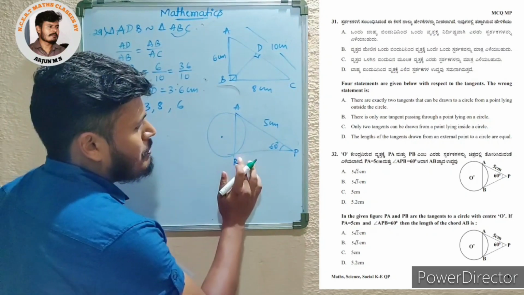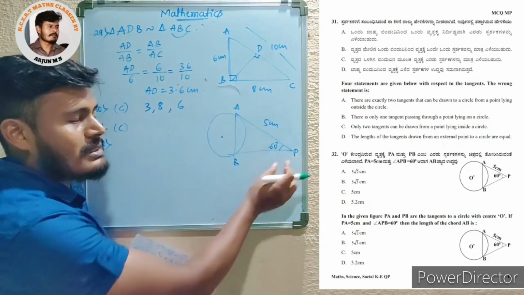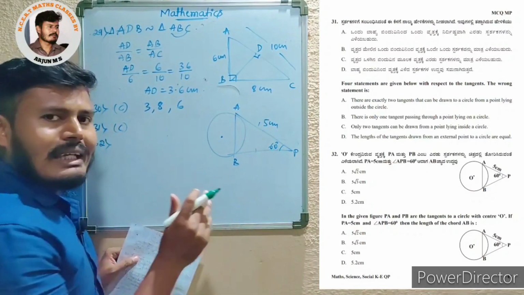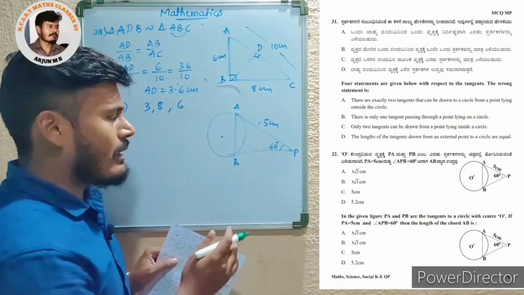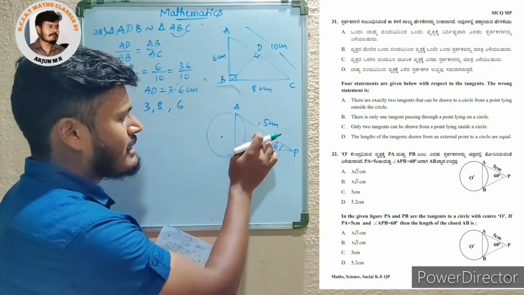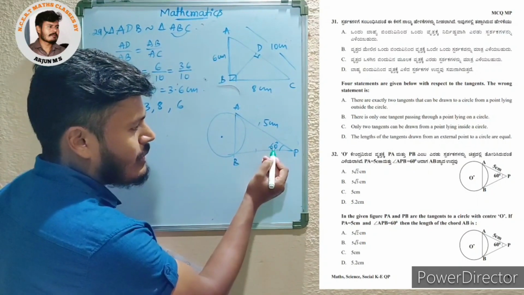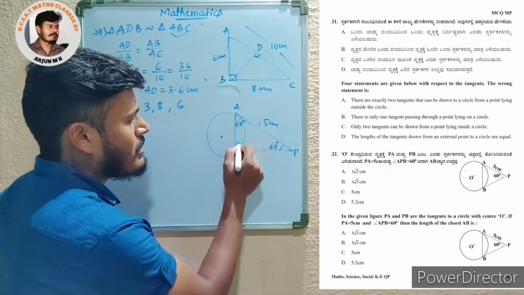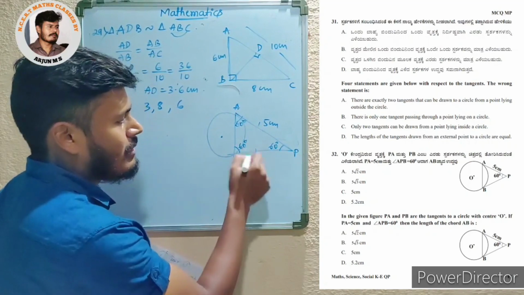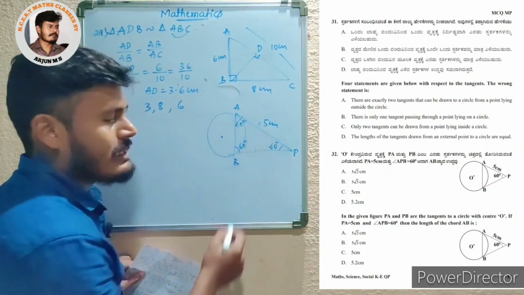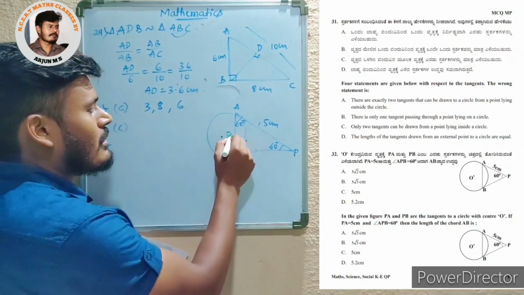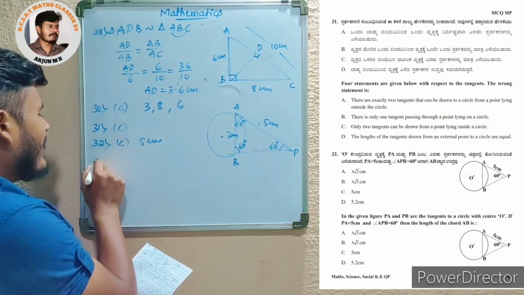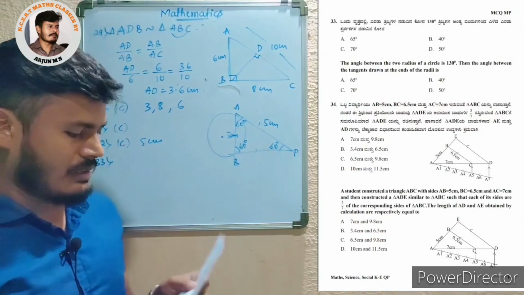We know that BP and AP are the tangents drawn from an external point P. That's why BP is equal to AP. So in an isosceles triangle, angles opposite to the equal sides are always equal. Here, one angle is given, that is 60 degree. So the remaining angles are also equal to 60 degree according to the angle sum property, 180 degree. That's why all the sides are equal. So here the chord is also equal to 5 centimeter. Option C, 5 centimeter, is the correct answer.